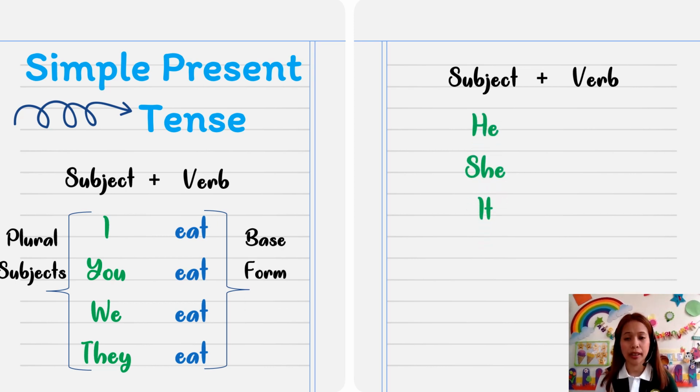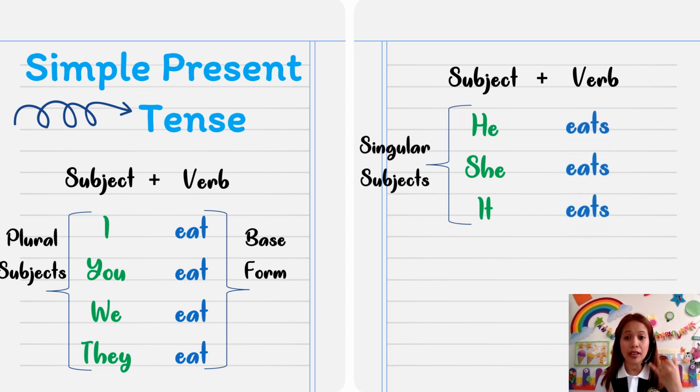The next one, we have a subject and a verb. So, he, she, and it are singular subjects. That is why we add s or es at the end of the base form of the verb. Remember, if your subject is plural, you don't add s or any es. You always stick to the base form.